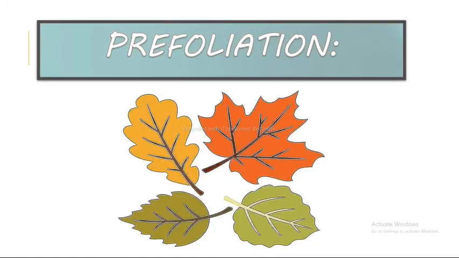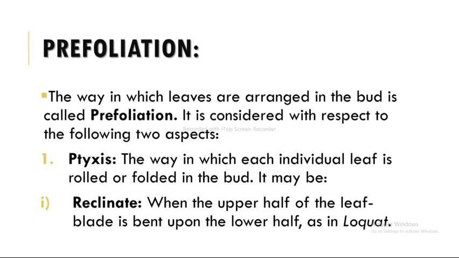Today I will discuss the topic prefoliation. Prefoliation is the way in which the leaves are arranged in the bud, and it is considered with respect to the following two aspects. First is the Ptyxis. Ptyxis means the way in which each individual leaf is rolled or folded in the bud.